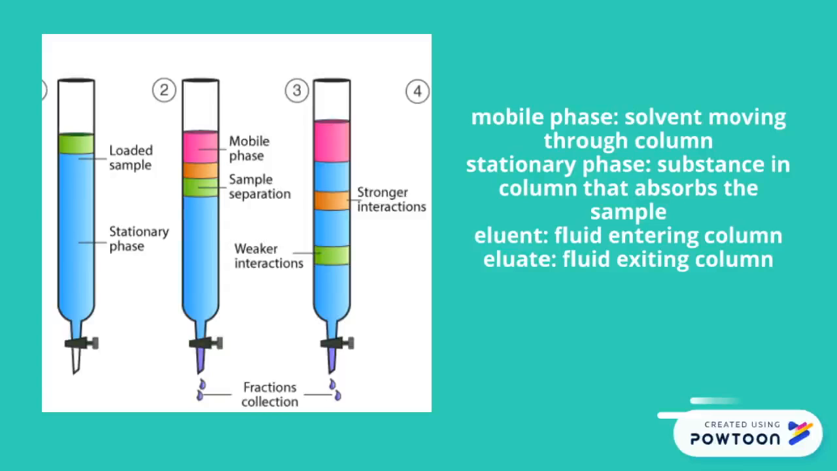Then you have the eluent, which is the fluid that enters the column, and then the eluate, which is the fluid that exits the column after being passed through the column. And this can be collected as a fraction and then used for analysis later on. Essentially, what you're doing is putting the sample into the stationary phase, and then using the eluent to separate the components of the mixture based on their varying affinities for the eluent itself.